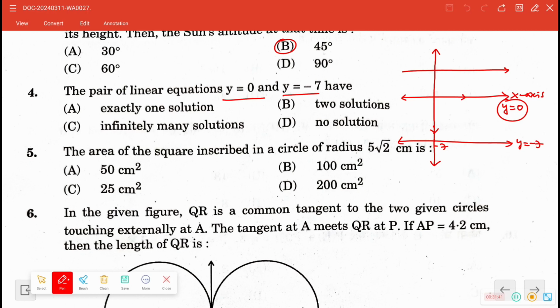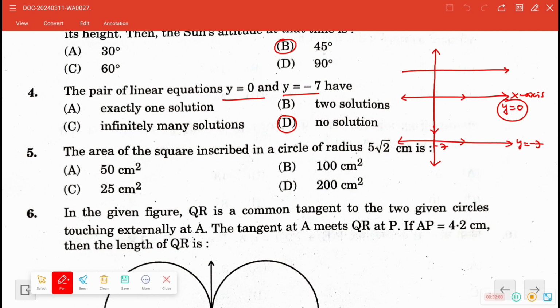Now, how are these two lines related to each other? They are parallel to each other. When they are parallel, there will be no solution. Y is equal to 0 and y is equal to minus 7 are parallel lines. Since they are parallel lines, there will be no solution. So option D is correct.